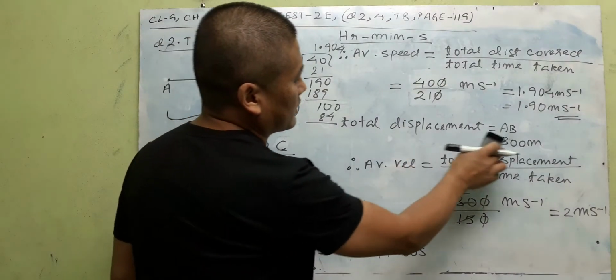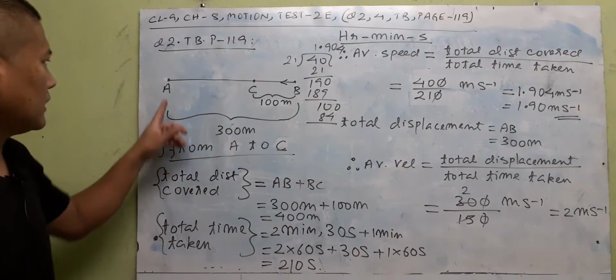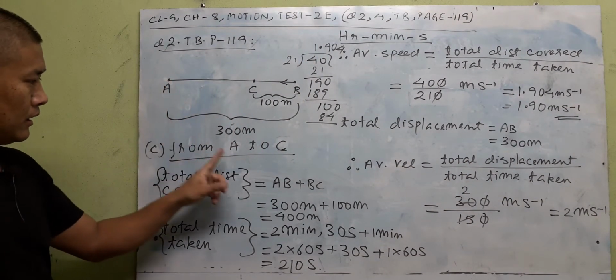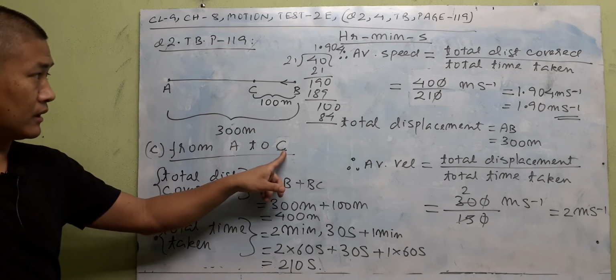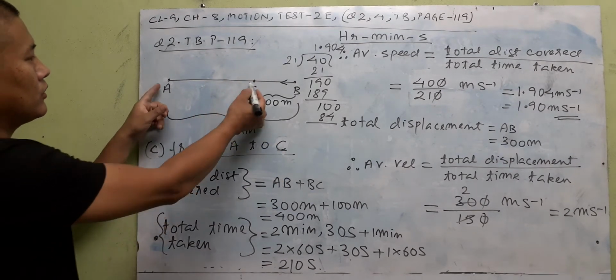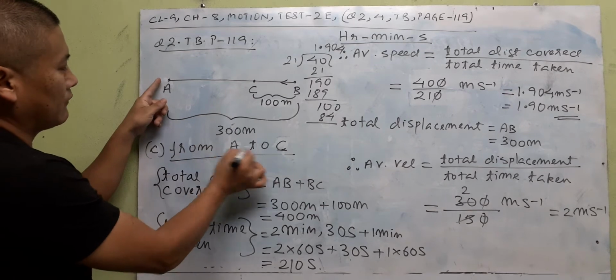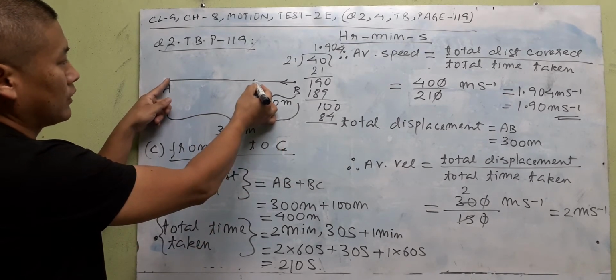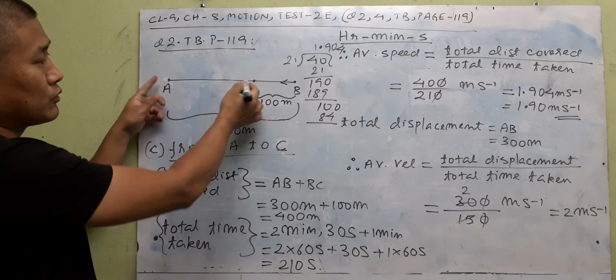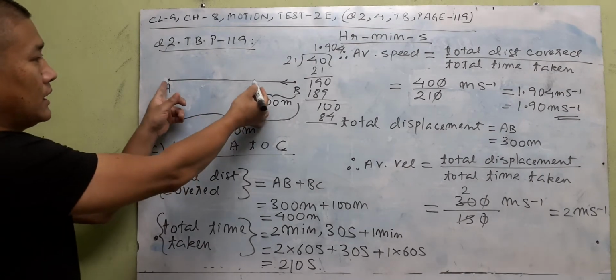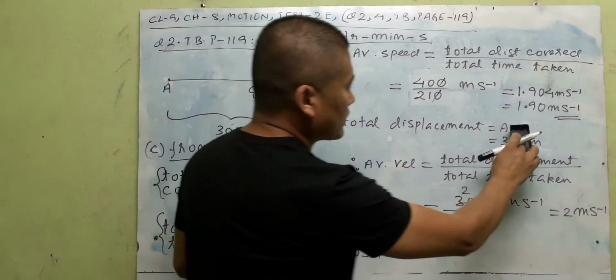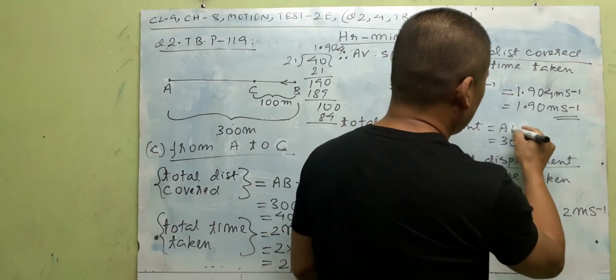Now his total displacement this time. Look here, his starting point is A. And his final point is C, as you can clearly see here, C. So the shortest distance between the initial and final point is called displacement. And the shortest distance between 2 points, you know, is a straight line, which is AC. So instead of AB, this time the displacement is AC.